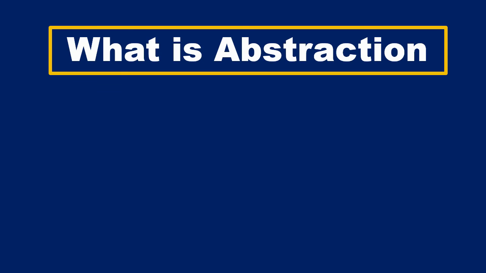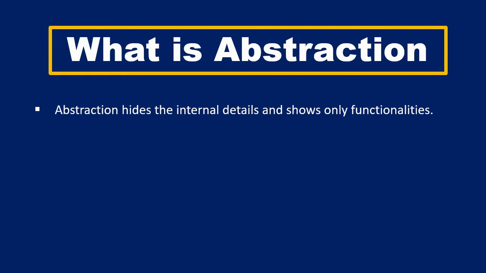What is abstraction? In terms of data, abstraction refers to providing only essential information about the data to the outside world, thereby hiding the background details or implementation. So in a nutshell, abstraction is used to hide the internal details and show only functionalities that are required.